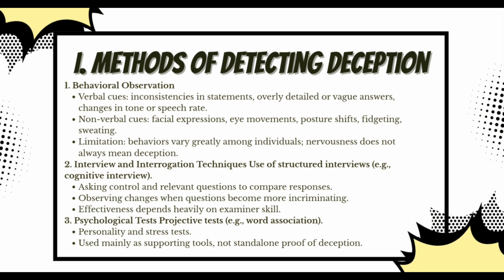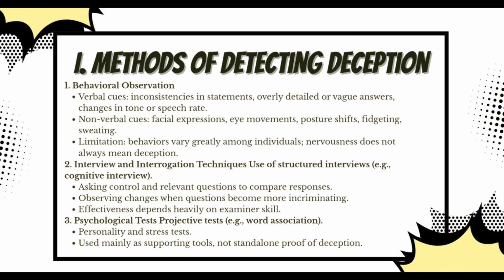There are several types of lie detection techniques. The first is behavioral observation. This involves watching a person's body language, facial expressions, and tone of voice. For example, fidgeting or avoiding eye contact may raise suspicion. Number two is interview and interrogation techniques. This uses structured questions to compare answers. For example, if a person changed their story when asked the same question differently, it may indicate deception.